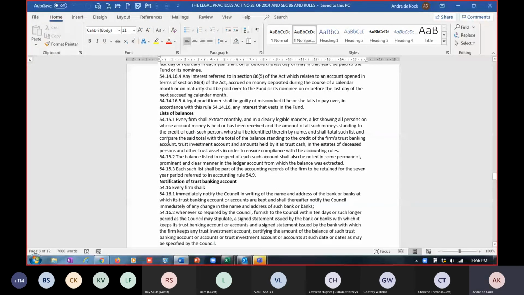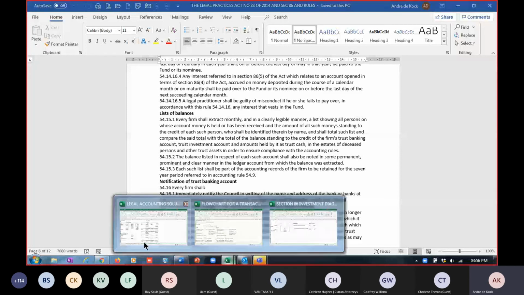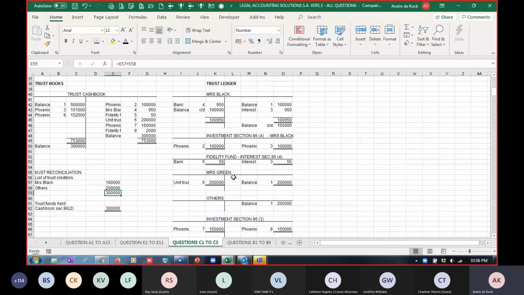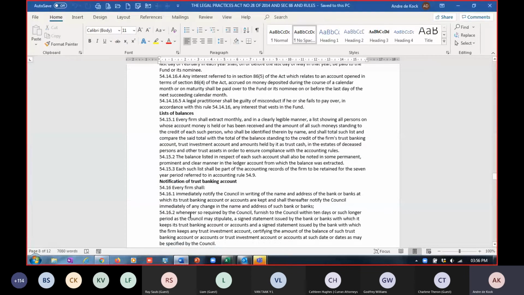Compare that total with the total of the balance standing to the credit of the firm's trust banking account, the trust investment account, and amounts held by it as trust cash. And we did that. We don't have any money, we don't have any investments at this point. So the money in the cash book, here we have reconciled our trust position. But what does it further go on to say?